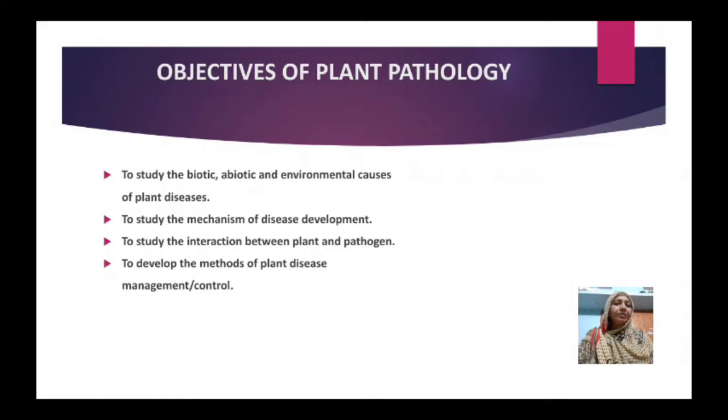In these objectives we have to study the factors responsible for causing plant diseases. The agent may be biotic or abiotic, or it may be due to environmental factors, which is responsible for the illness or disease of the plant. In the second objective, we have to study the mechanism or path of entry of the pathogen, or disease development, how the disease occurs in plants.